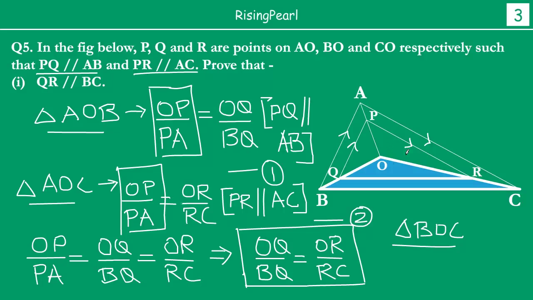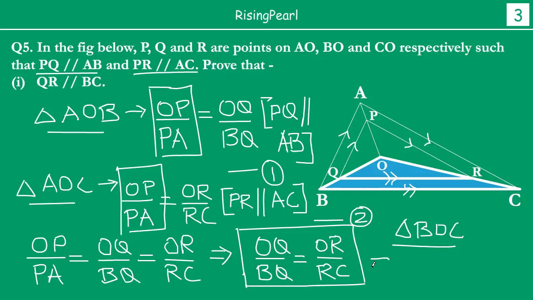So what does it mean? In triangle BOC highlighted in blue, QR is a line drawn in such a way that OQ by BQ is equal to OR by RC. So from the third theorem it follows that absolutely this line must be parallel to this line.